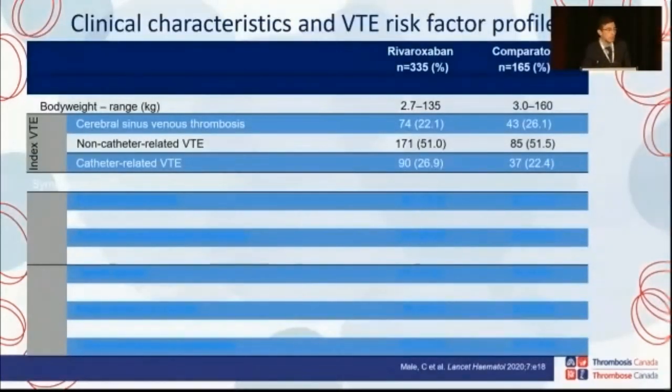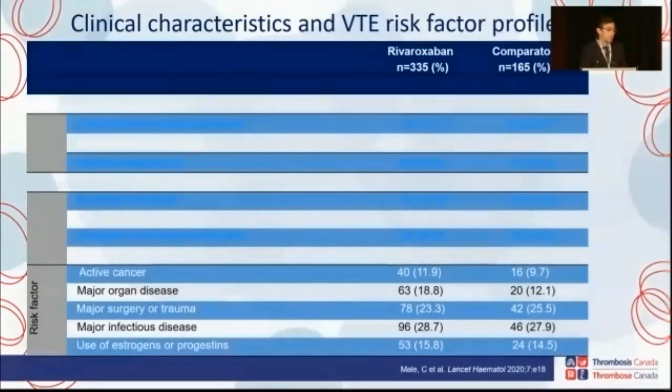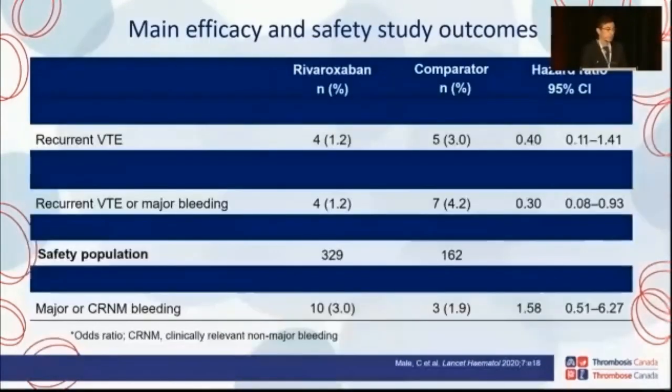The 3 most common risk factors associated with the patients entered: approximately 25% had cerebral sinus venous thrombosis. Surprisingly, only 25% or so had catheter-related VTE, and approximately half of all patients had non-catheter-related VTE. Transient and/or persistent risk factors were responsible for most of those events, and major surgery or trauma, major infections, or major organ disease were the most common risk factors.